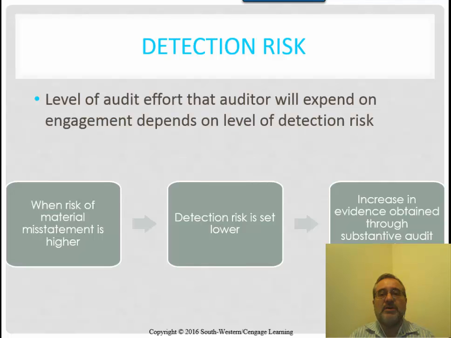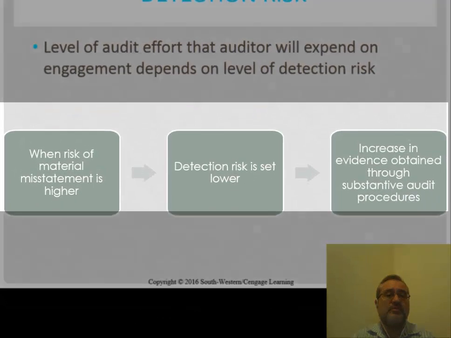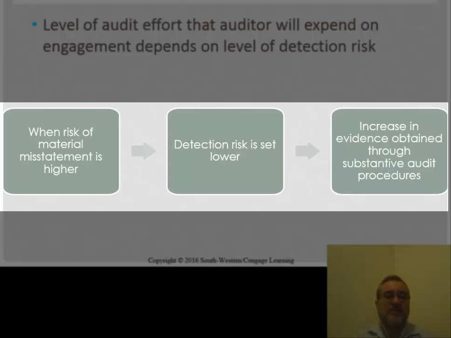So what we look at is these three areas: inherent risk, control risk, and detection risk. The detection risk is the level of audit effort that the auditor will expend on the engagement. This clearly is going to depend upon the risk of material misstatement. And as we've talked about, the risk of material misstatement is dependent upon the inherent and the control risk. So when we think about this from a qualitative perspective, when the risk of material misstatement is high, we're going to lower the detection risk.